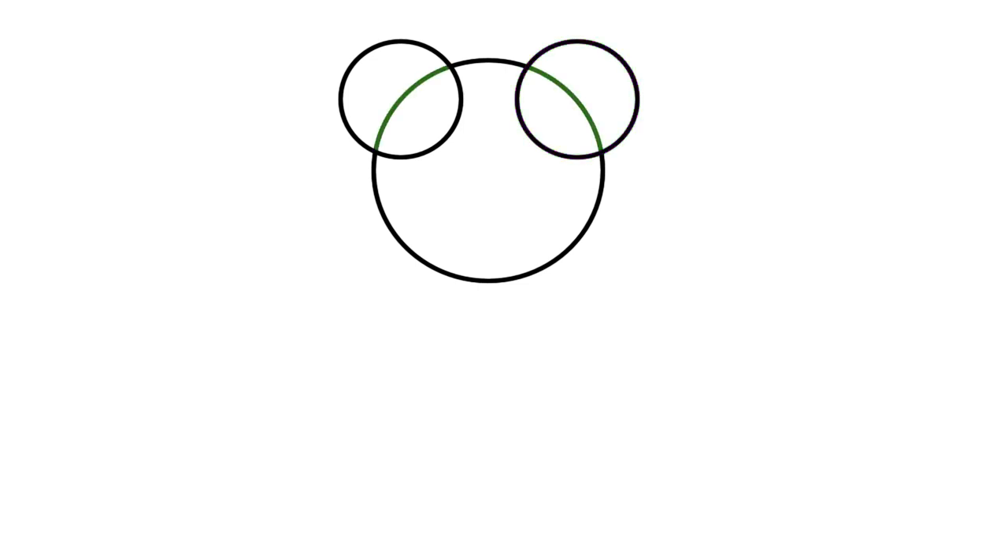Erase any lines inside our two smaller circles. Okay, so now we want to draw a half circle inside this smaller circle, just like this. Draw the same thing in the second smaller circle. This is the start to our super cute frog's eyes.